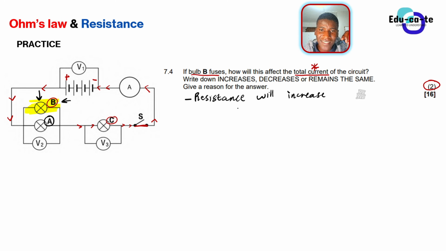So when the resistance increases, what will happen to the total current? The total current decreases. Here they just ask whether it increases, decreases, or remains the same, so we just say the total current will decrease. Why is that? Because they're inversely proportional.